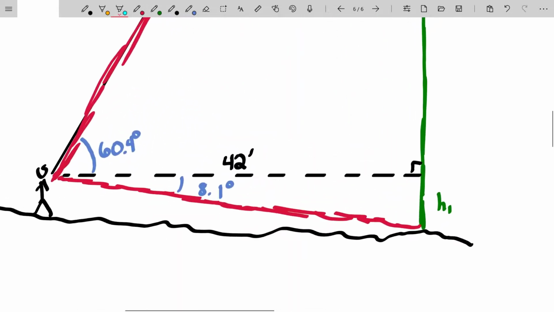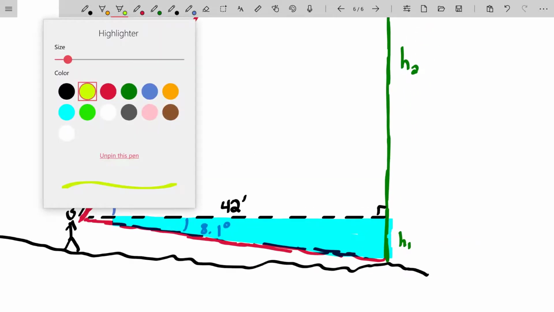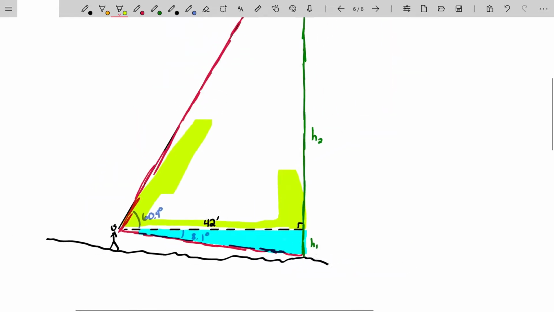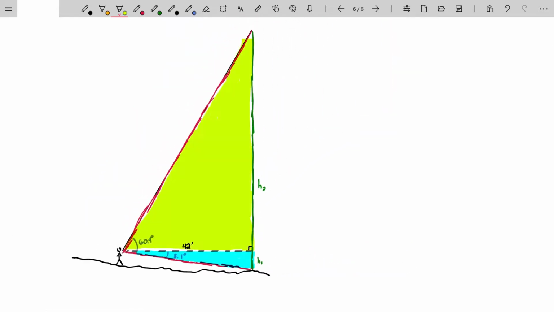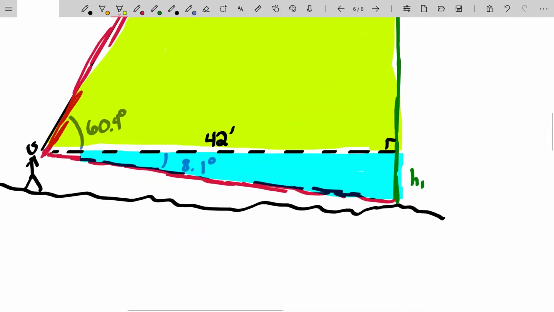We have a smaller triangle, which I'll just highlight in here. It's this guy right here. So this blue triangle, if you will. And then we have a larger triangle, which I'll highlight in yellow. So this larger triangle right here is going to be the other one. And let me zoom out a little bit. Good enough for me. So we have those two right triangles, and we want to know what is the overall height of this tree. Again, using all of the older information, I'll start with the blue triangle here.